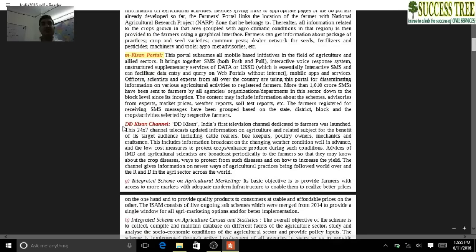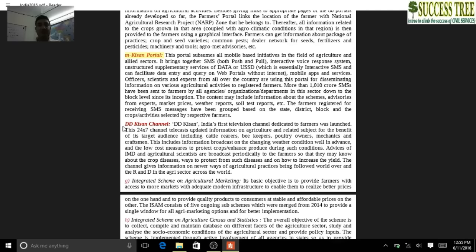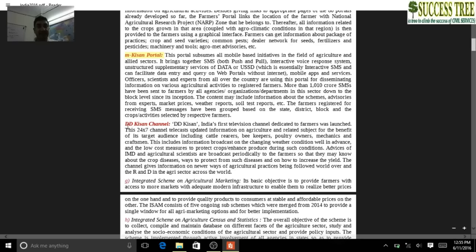So all the mobile services, any mobile services to help the farmers as extension services, come under M Kisan portal. For example, Nowcast, messaging services to tell about the weather forecasting and all. DD Kisan channel. This DD Kisan channel is to be in regional language as well.